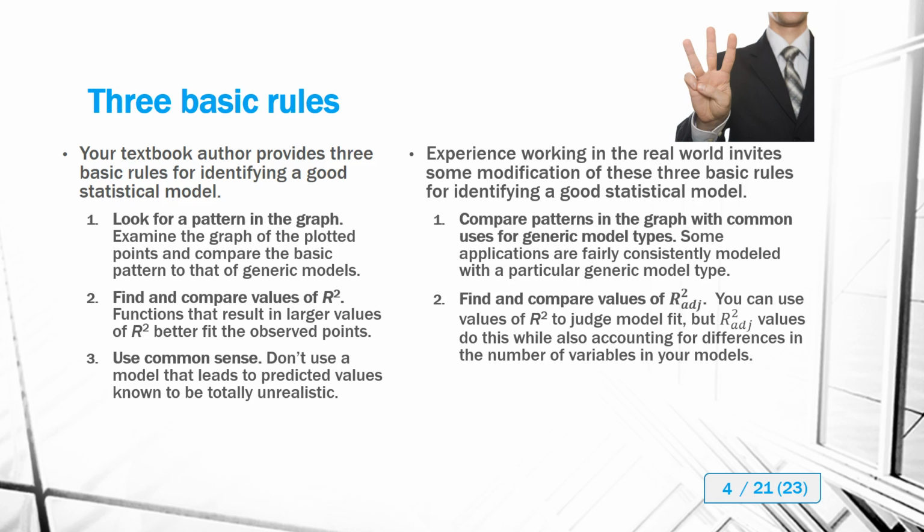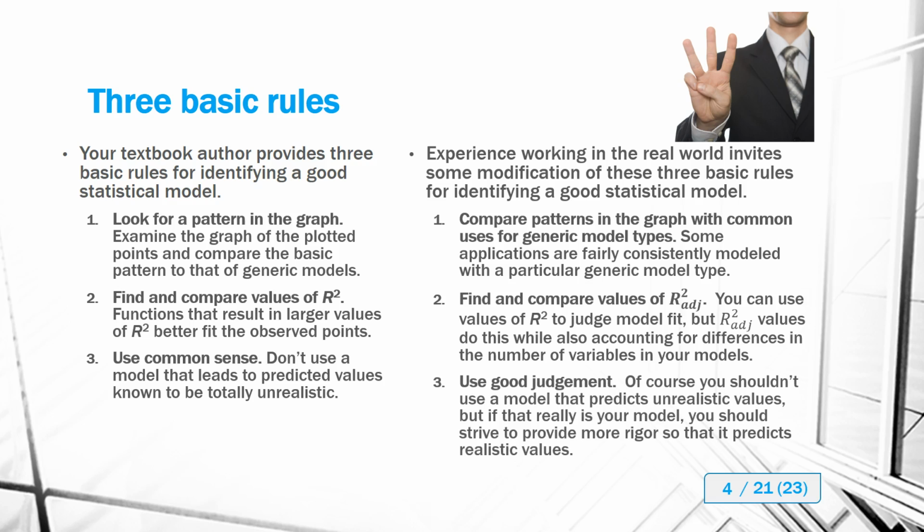So you may be looking at 2 different model types. They don't necessarily have the same number of variables, and so the adjusted R squared values will take that into consideration, whereas R squared is just looking for model fit and not taking into account sample size or the number of variables that you have. And finally, yes, you want to use common sense, but you want to pair that with good judgment.